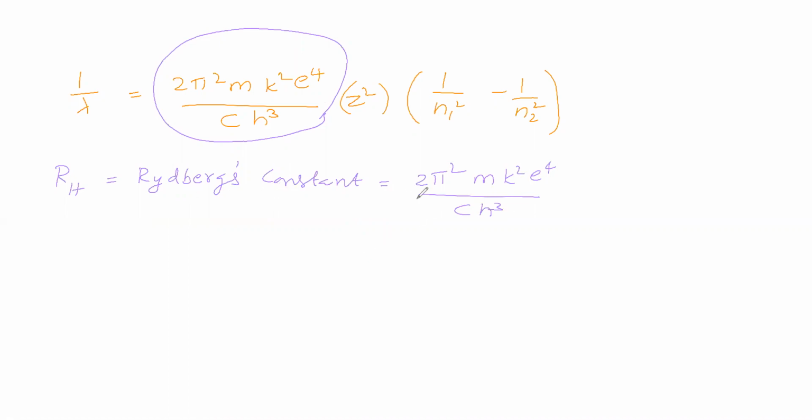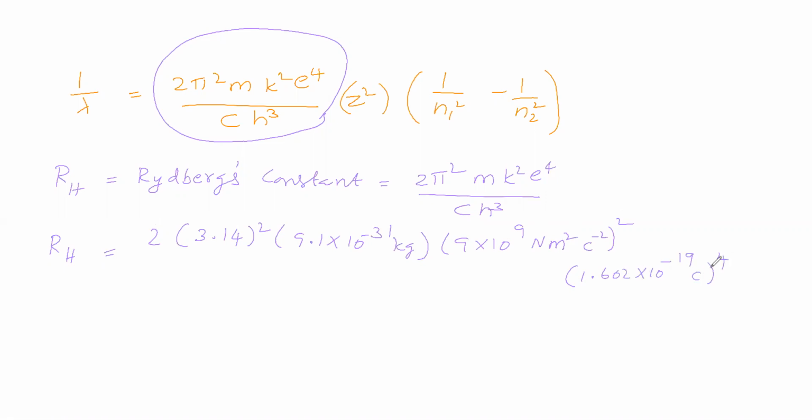Now these are constant terms. Let us substitute these constant terms. 2 we have taken, pi is equal to 3.14, m is the mass of electron 9.1 into 10 power minus 31 kilogram, k is the proportionality constant 9 into 10 to the power of 9 Newton meter square per coulomb square, e is the magnitude of charge of electron 1.60 into 10 power minus 19 coulomb, then divided by c, the velocity of light in vacuum, that is 3 into 10 to the power of 8 meter per second. Then h is Planck's constant, 6.625 into 10 power minus 34 joule second, that cube.